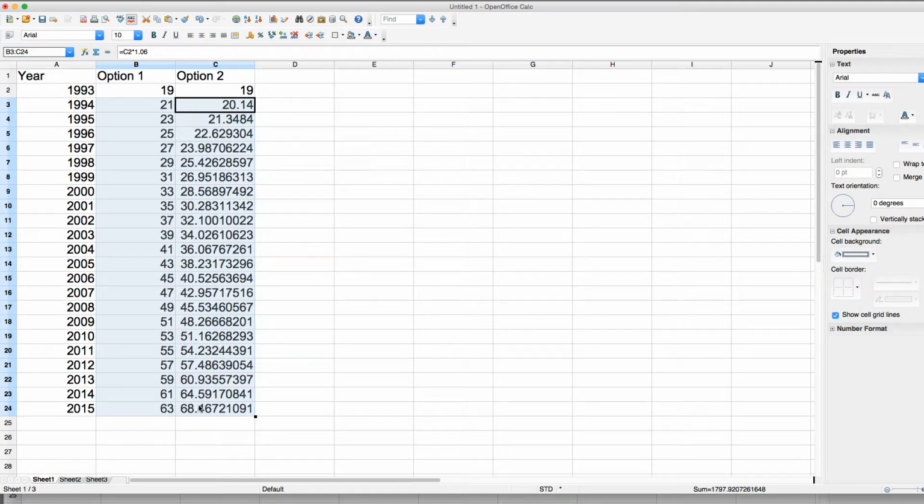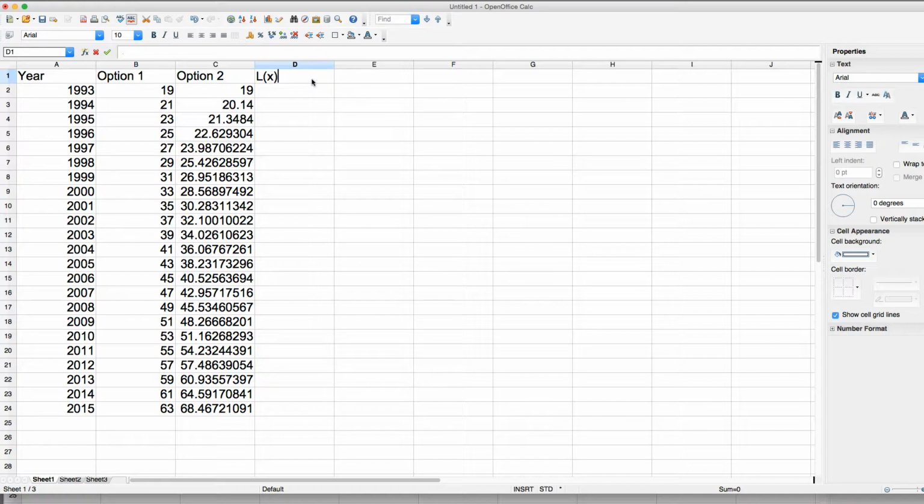So let's create a couple of explicit formulas to evaluate this. Our L of x, which is the linear, and we need to figure out that's going to equal to 19 plus 2 times x.